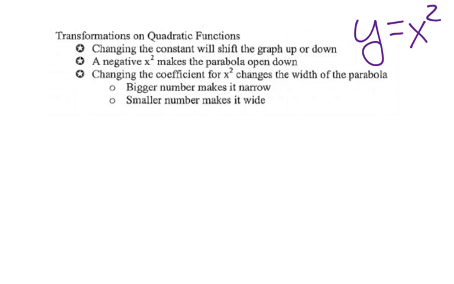If you put a negative in front of your x squared, it's going to make the parabola open down. We often call that a flip. If you change the coefficient, which is the number in front of x squared, it's going to change the width. If you make it a bigger number, it's going to become narrow. You're going to stretch it and it gets narrow. If you make that coefficient smaller, it's kind of like you're squishing it and it makes it wider.